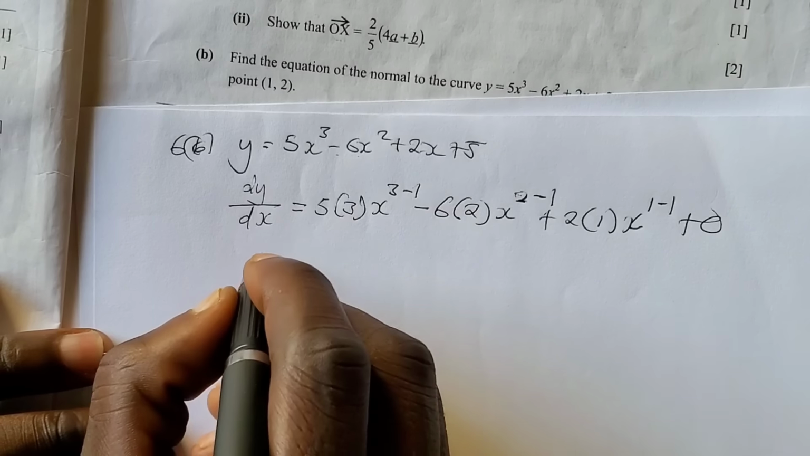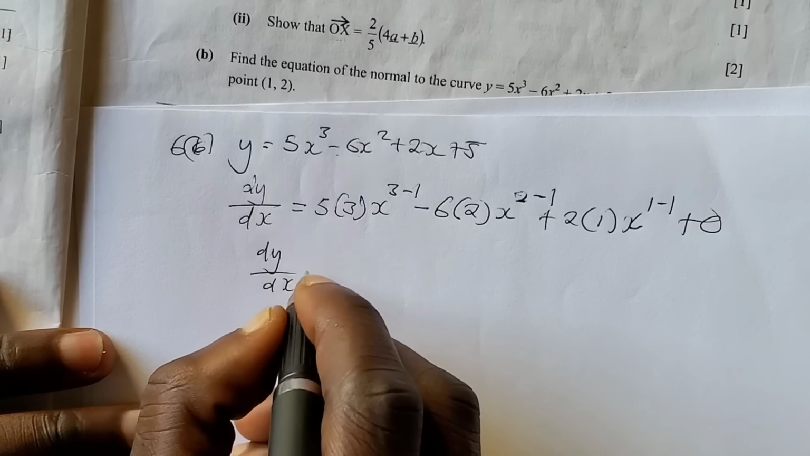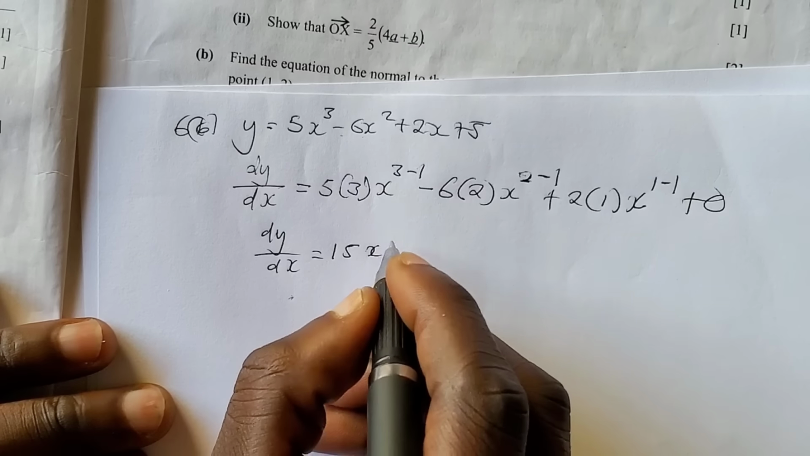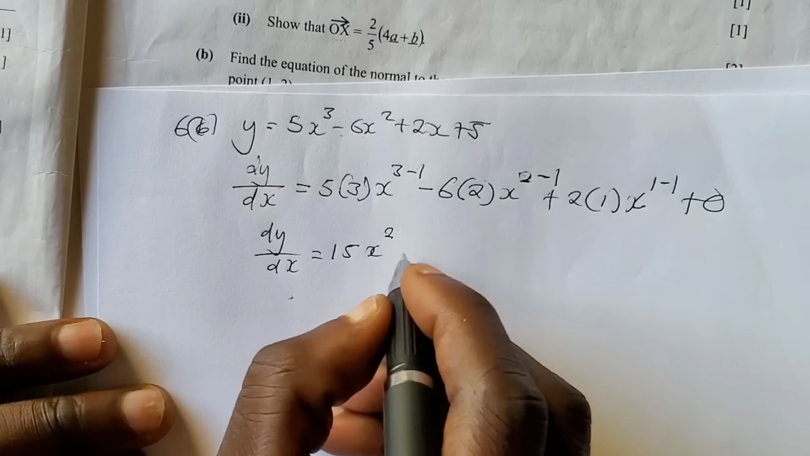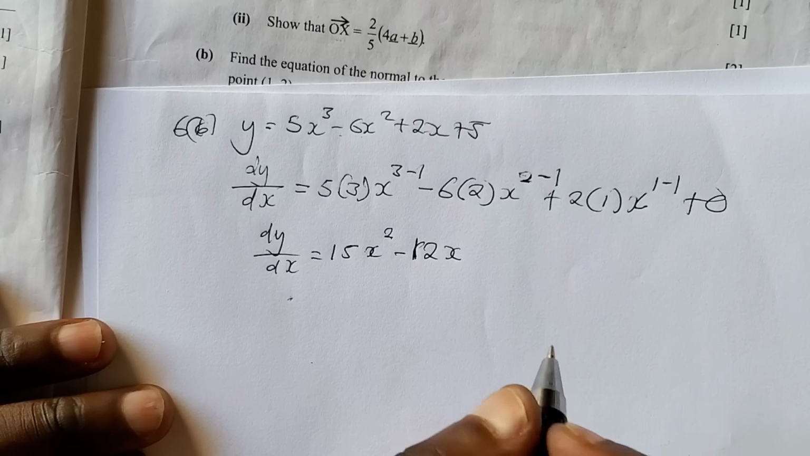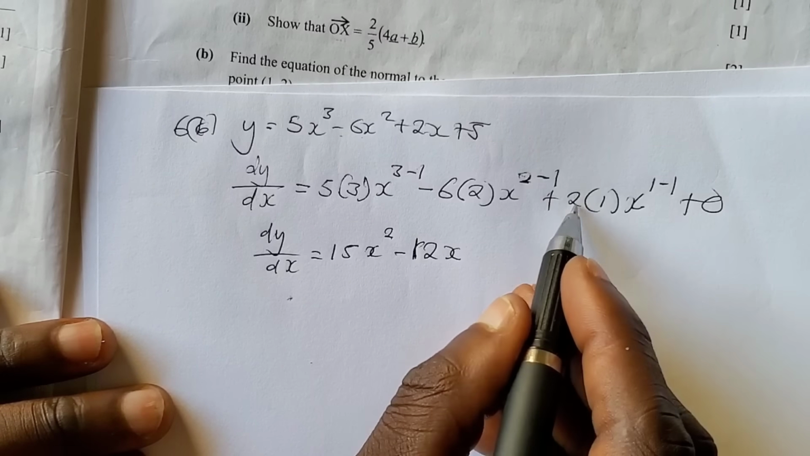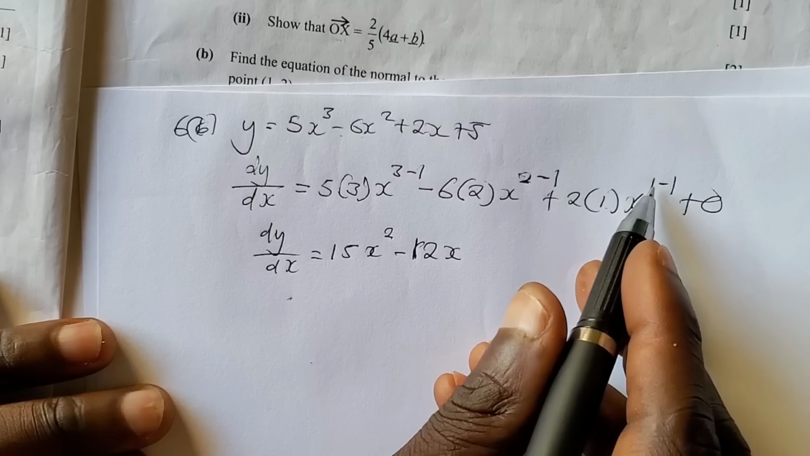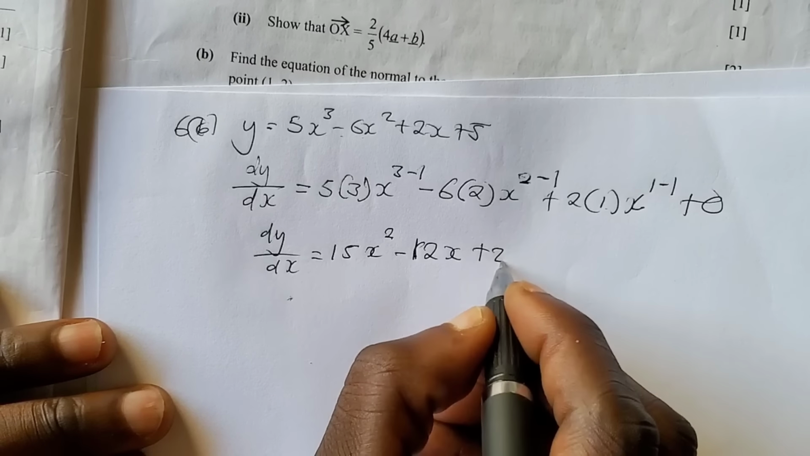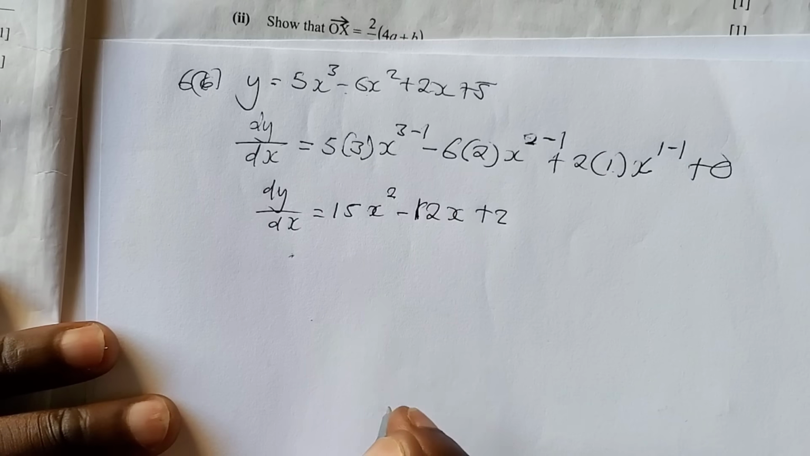Then here we're going to say dy dx is equals to 5 times 3? 15. 15x to the power 2. Here 12x. Okay? 12x. Then here 2, because x, this will be 0. x to the power 0 is 1. 1 times 2 will be just 2. So this is what we have so far.